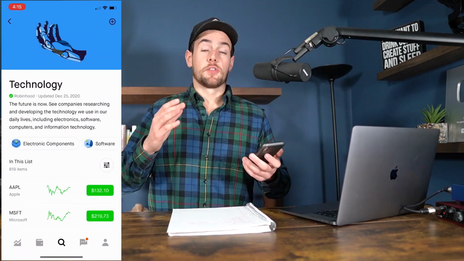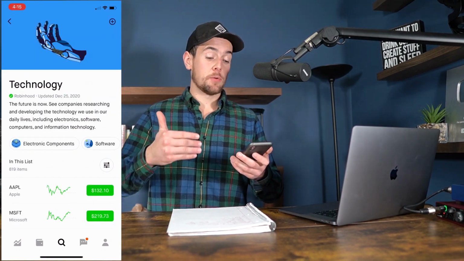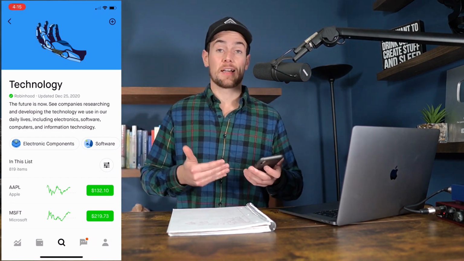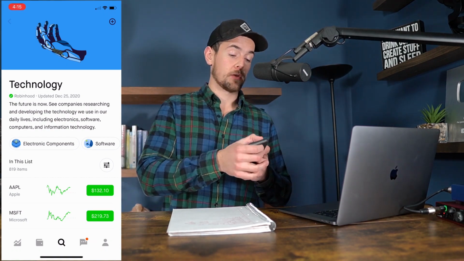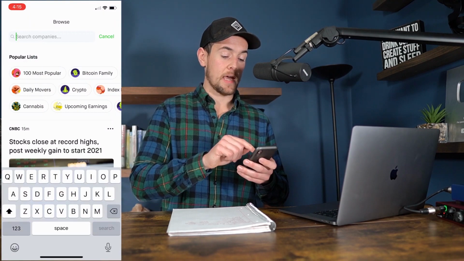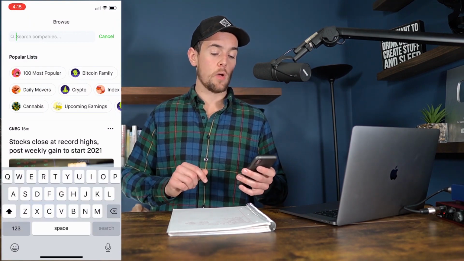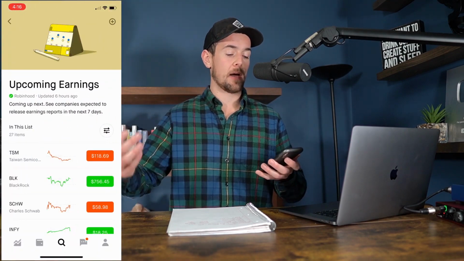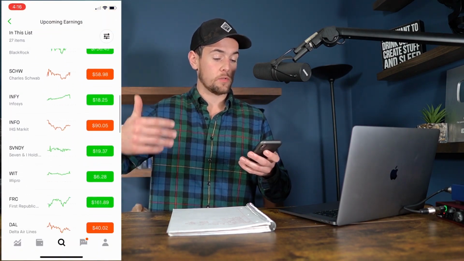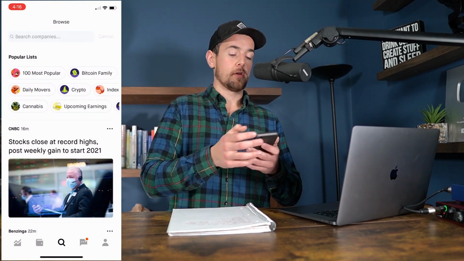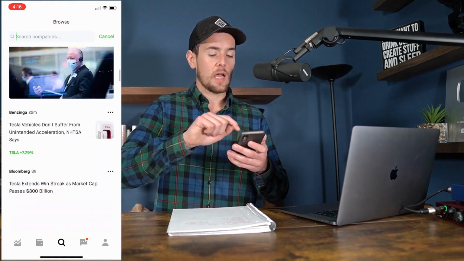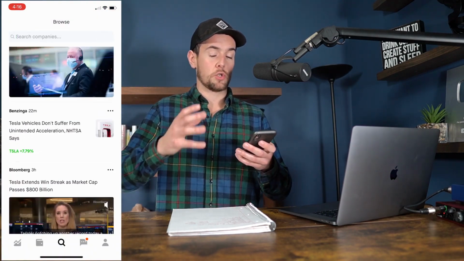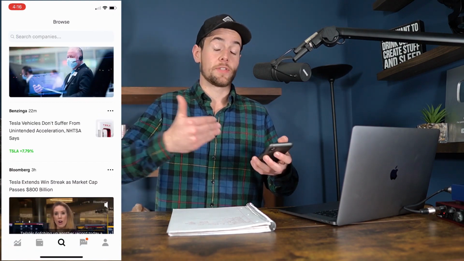related to tech. So through this list functionality here, you're able to see a number of different technology stocks currently available on Robinhood. There's also a lot of different lists here. You have cannabis stocks, daily movers, crypto, 100 most popular. You can look at upcoming earnings if you're looking to place a bet on a stock that's going to be reporting earnings soon. All kinds of different stuff you can do with these lists. If you scroll down further, they have a good news feed, which is going to show you relevant news related to the stock market.